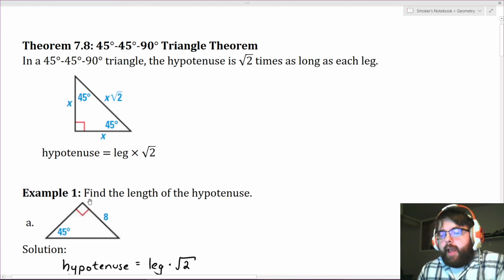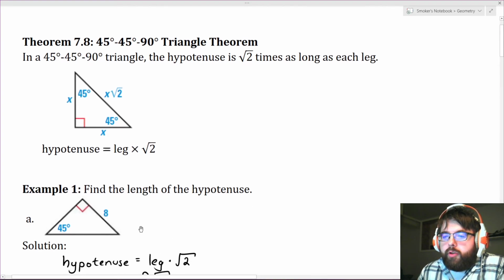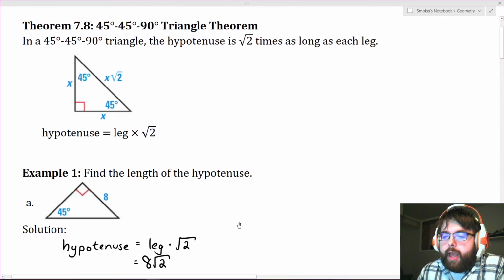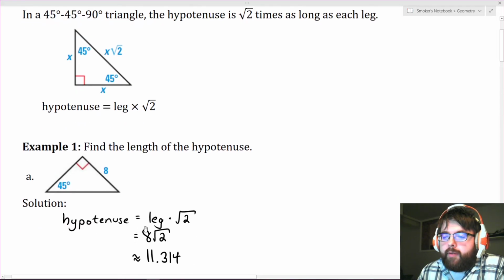They also give us 8 for this leg. That means this other leg is 8, but they don't ask us for that leg. They want us to find the hypotenuse. We can use hypotenuse equals leg times root 2. We're going to plug in 8 for the length of the leg, and we're looking for the length of the hypotenuse. Okay, 8 root 2. And that'll actually be our answer for some of the problems.